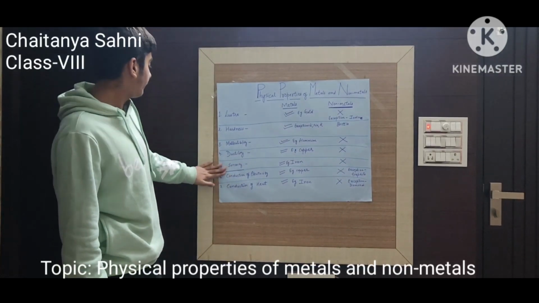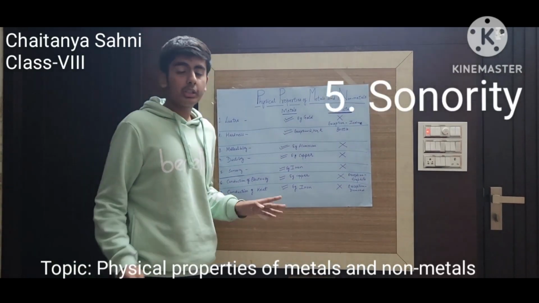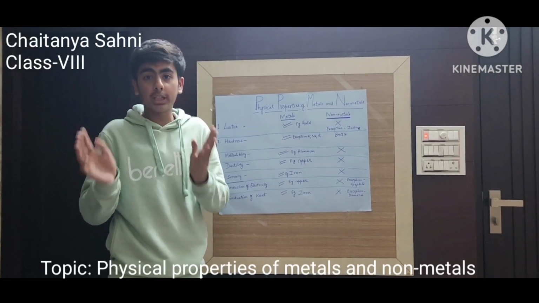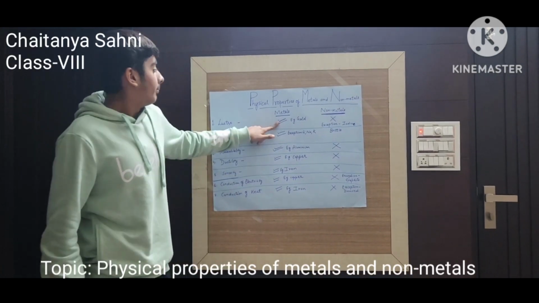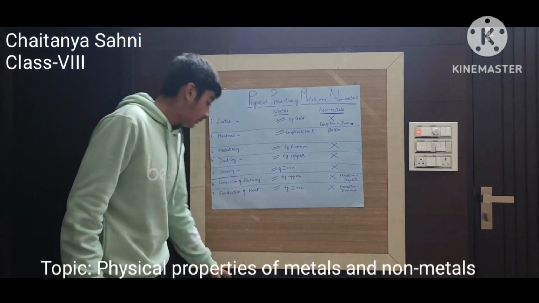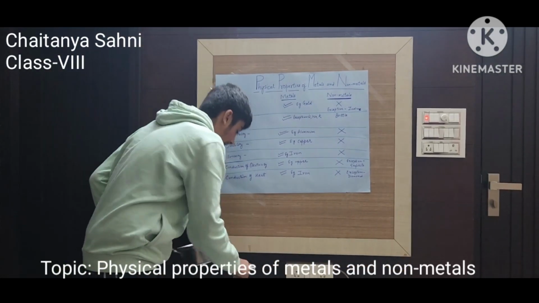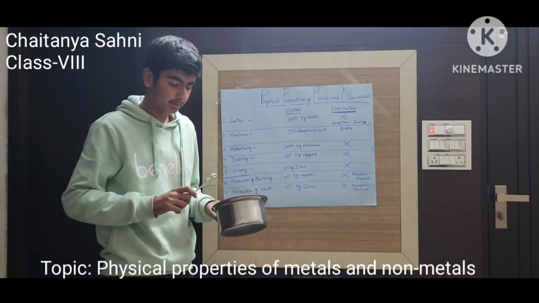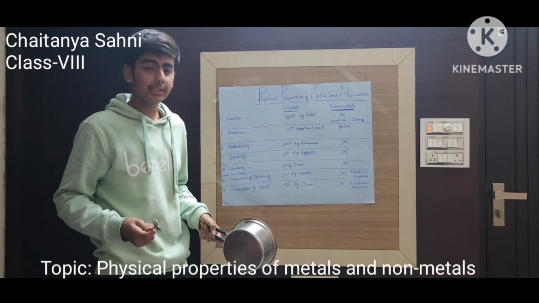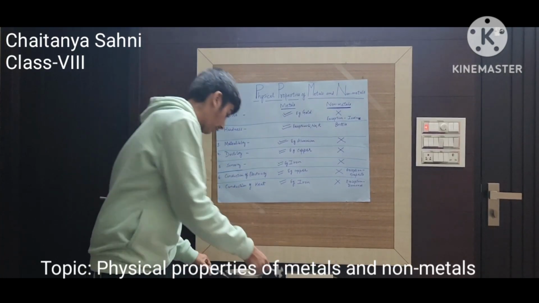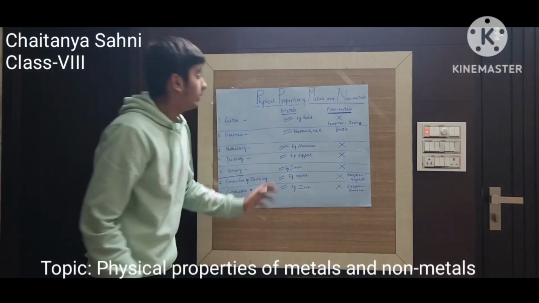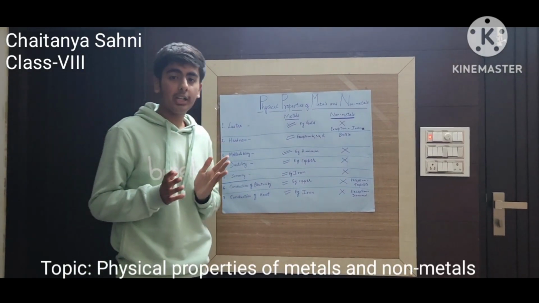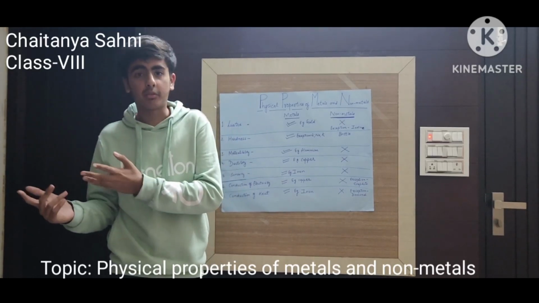The fifth physical property is sonority. Sonority means a substance can be beaten to produce a ringing sound. Metals can produce a ringing sound. Let's understand this by an example. This is made up of aluminium, which means it is a metal. It produces a ringing sound. It means metals are sonorous. Now, non-metals are non-sonorous. If we try to beat them to produce a ringing sound, they will break into several pieces.